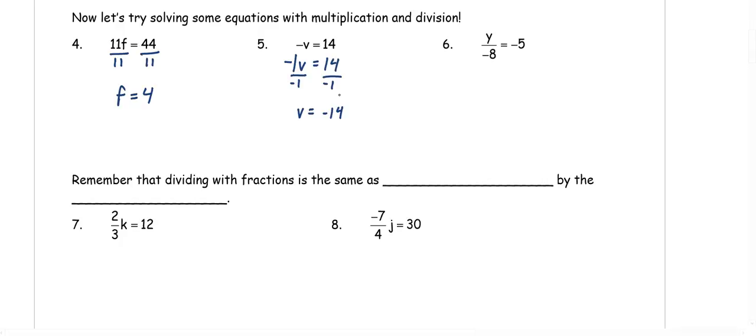Number 6, y over negative 8 equals negative 5. This is a division, so the opposite of division is to multiply by negative 8. So we get y equals 40.